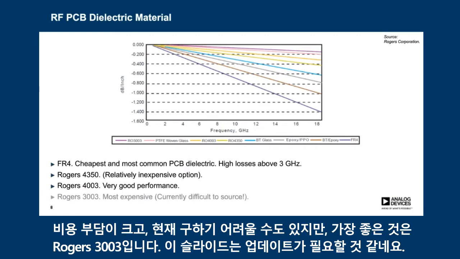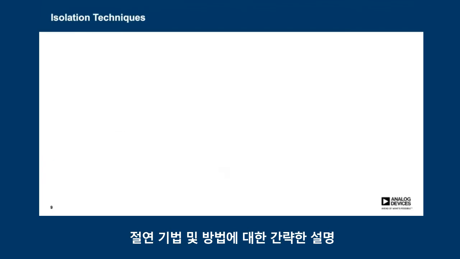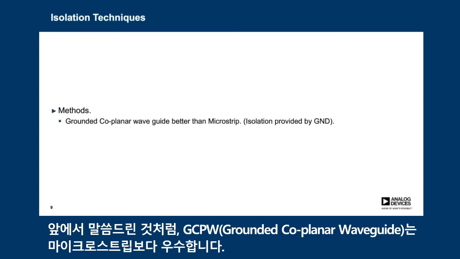The best is Rogers 3003, and that's the most expensive, and it might be difficult to source at the moment, but I think maybe that this slide needs updating. So a brief look at isolation techniques and the methods. So grounded coplanar waveguide is better than microstrip, as we discussed earlier.